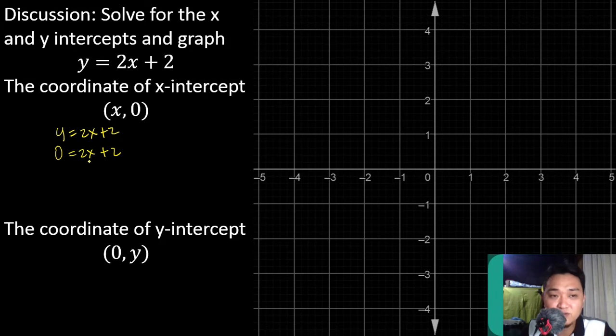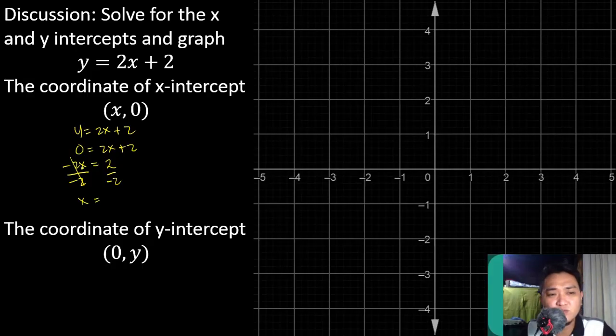So, if we want to transpose 2x to the other side of the equation, that will be negative 2x is equivalent to 2. And then divide both sides by negative 2. The value of x here will be 2 divided by negative 2, which is negative 1. So we have negative 2 divided by negative 2, that is 1, or they just cancel out. What is left on the left side of the equation is x. Sa kabila naman, 2 divided by negative 2 is negative 1.